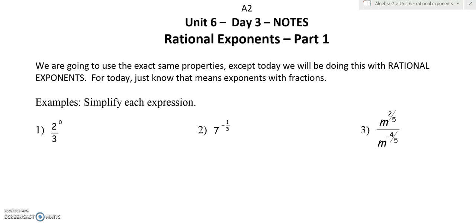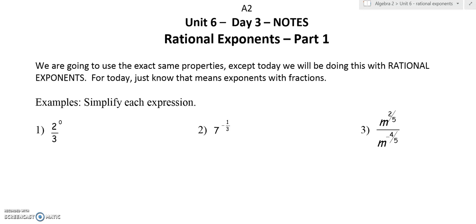Hi guys, alright, we're in Unit 6, Day 3, Rational Exponents, Part 1, so this is Day 1 of this. It says on the top there we are going to be using the exact same properties, except today we will be doing this with rational exponents. For today, just know that that means exponents with fractions. So instead of just whole numbers up there, you got those little exponents. We're going to jump right into examples.